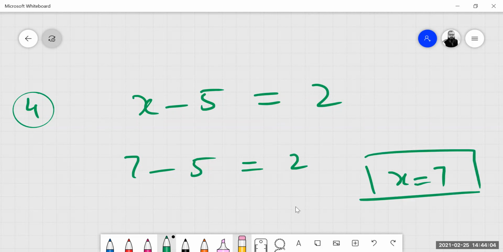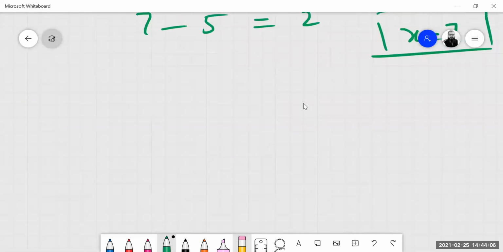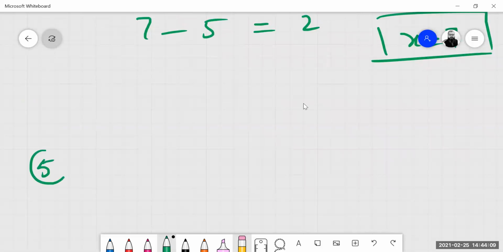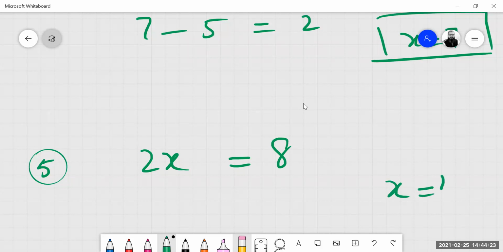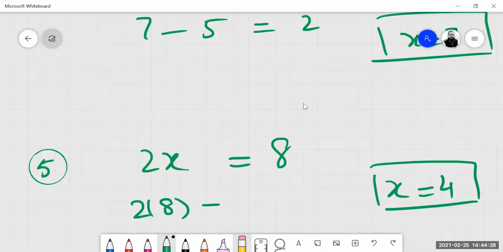Okay, now question number 5. I think of a number, double it and get 8. Double means multiply by 2. So the number is 4, because 2 multiplied by 4 is 8.